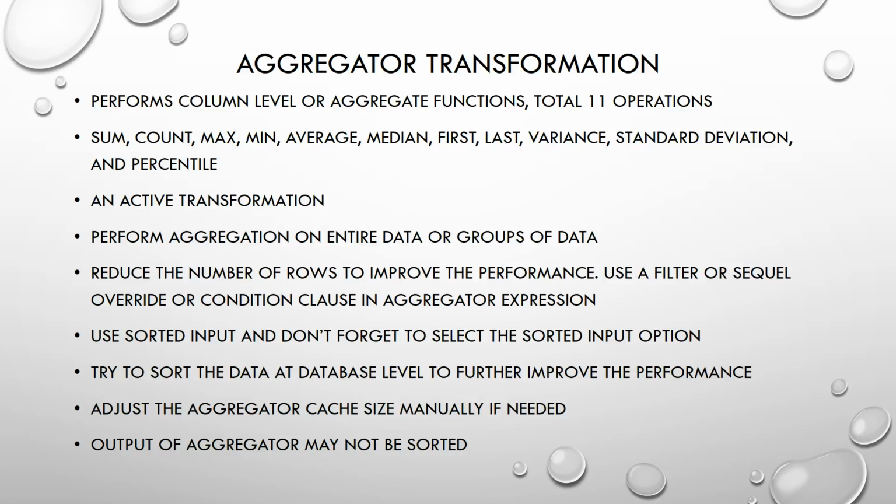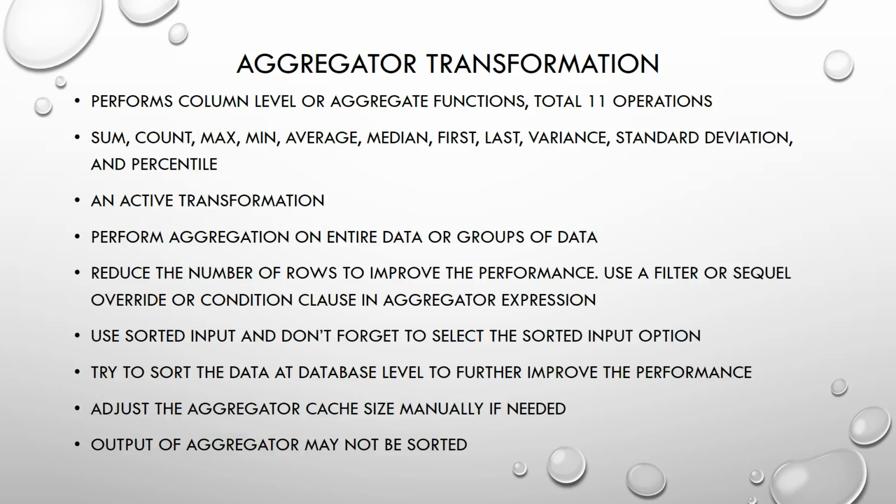Another important thing you can do is to provide sorted input to your aggregator. And please do not forget to select the sorted input option in case you do. Data must be sorted by columns which are the selected group by ports as well. If possible, try to sort the data at the database level using a SQL override in your source qualifier. But remember, you can do this only if your source is a relational database and not a flat file.